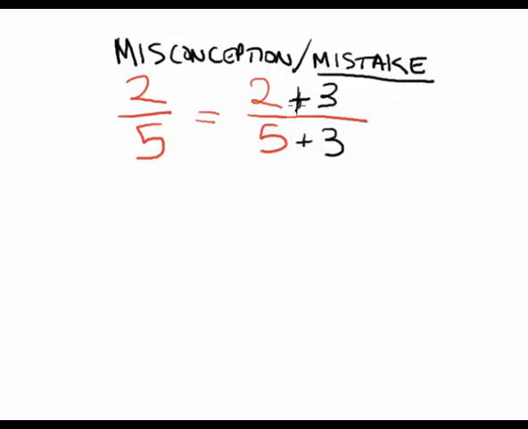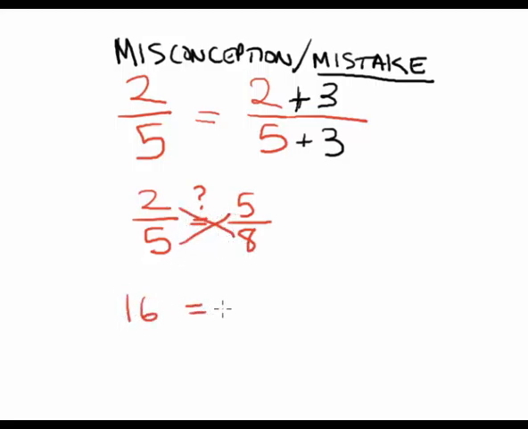And you can check, because we can verify that it's not the case, right? By checking, is it true that 2/5 equals 2 plus 3 is 5 over 5 plus 3 is 8? Is this true? Let's check it. 2 times 8 is 16, 5 times 5 is 25. Nope. That is not true. These are not equal.